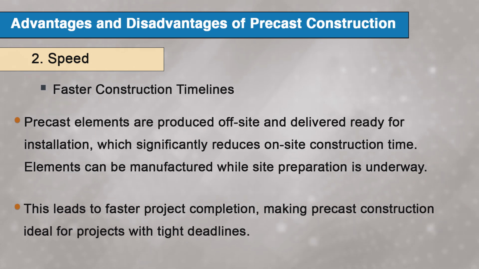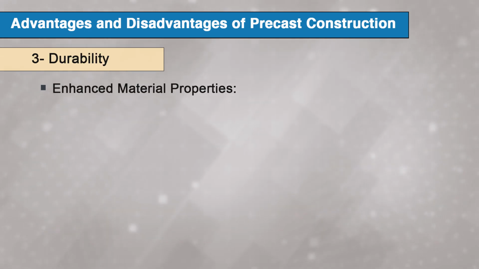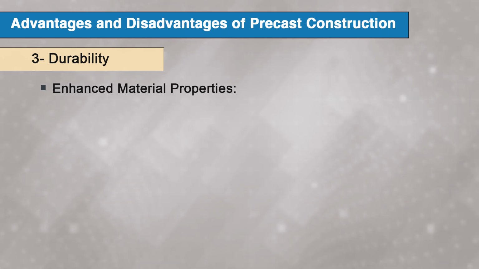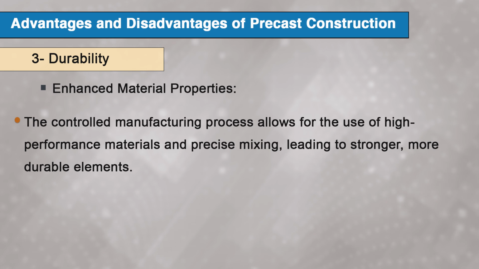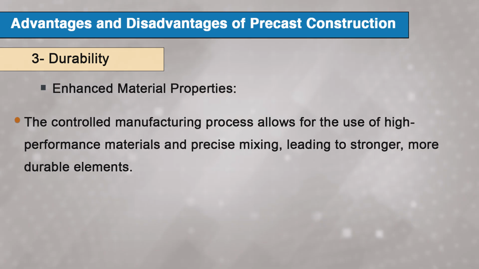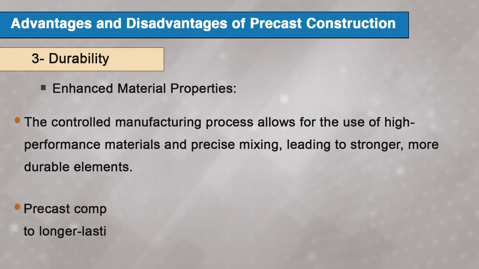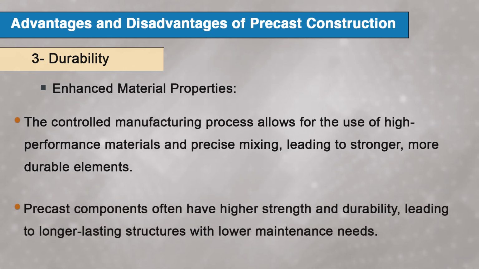For example, in a commercial building project, using precast components can reduce the construction timeline by several months compared to traditional methods. Moving on to the next advantage, that is durability. Enhanced material properties are there. The controlled manufacturing process allows for the use of high performance material and precise mixing, leading to stronger and more durable elements. Precast components often have higher strength and durability, leading to longer lasting structures with lower maintenance needs.